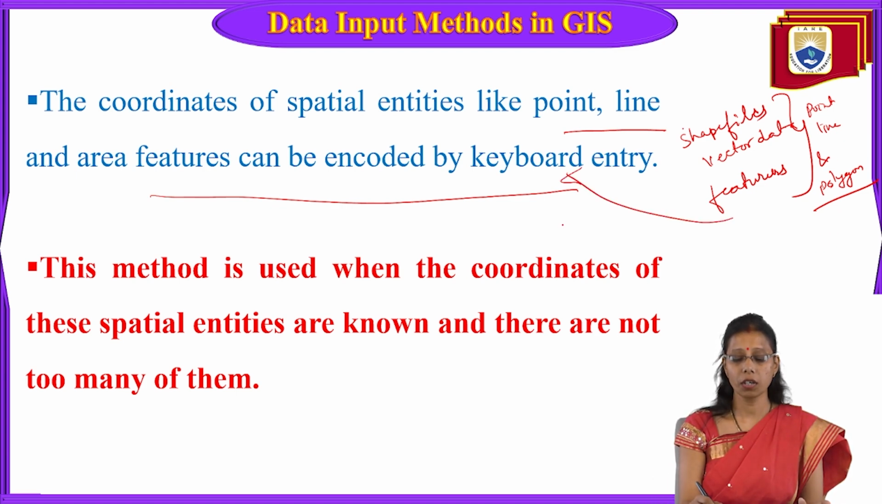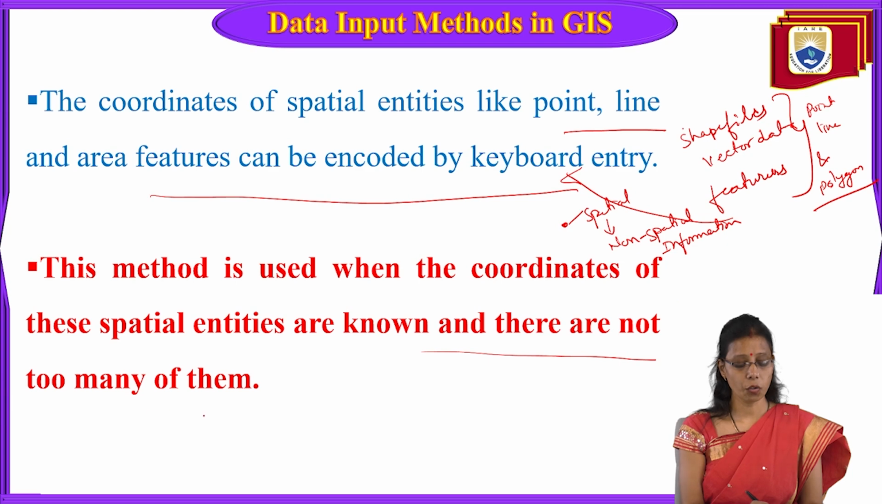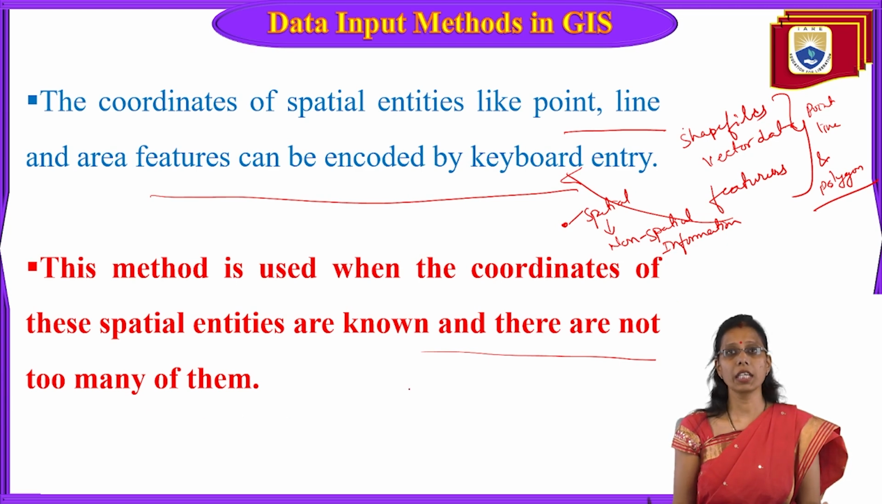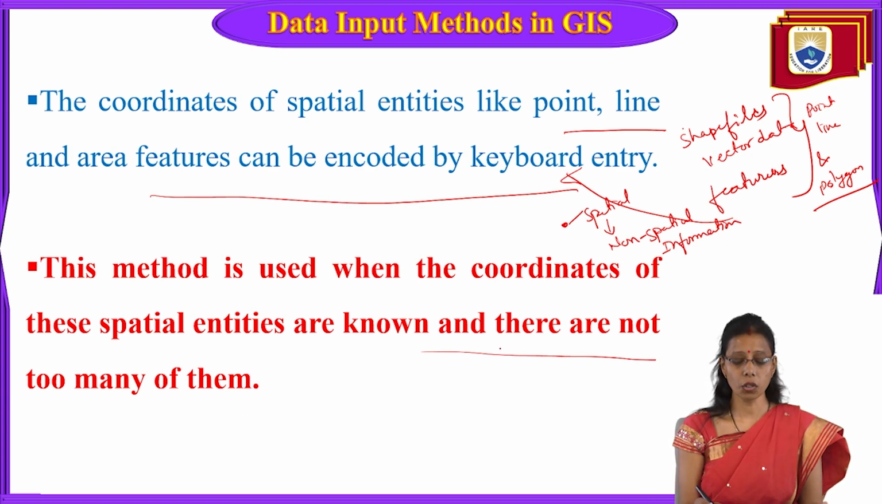For example, you have kept a point here, so the point becomes spatial. Now if you want to add any non-spatial information to it, we are going to use the keyboard. So we use the keyboard to enter non-spatial information. This method is used when the coordinates of these spatial entities are known and there are not too many of them. So this is only used when the coordinates are known.